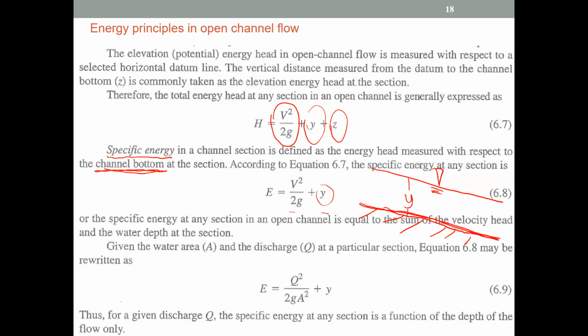Now in this specific energy equation, we know that we can write the velocity in terms of the flow rate and the area. Q is equal to AV. So instead of V squared, I substitute Q squared over A squared. That is the velocity head. Now you understand, for a given discharge Q, this specific energy at any section is a function of the depth alone.